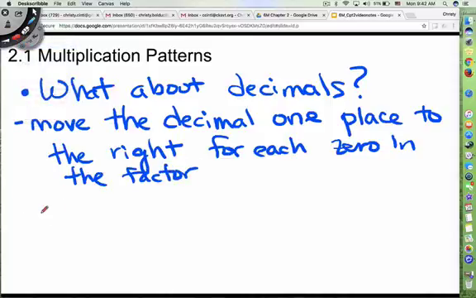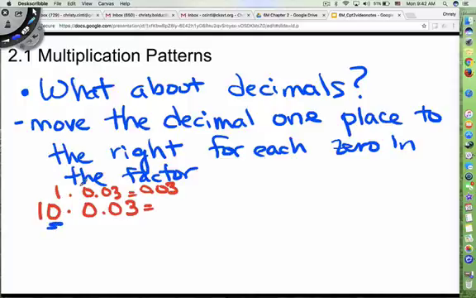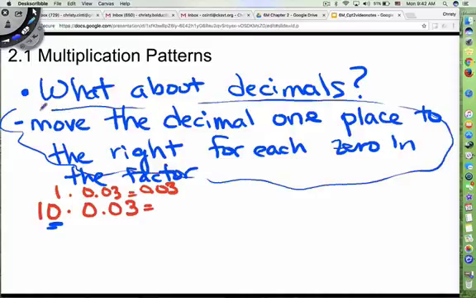So let's say that we have 10 times 0.03. We already know that 1 times 0.03 is 0.03. By having this extra 0 on the 10, we're looking at these notes that we just made. Move the decimal one place to the right for each 0 on the factors. Not these beginning zeros, right? But rather these ending zeros. So here we have 1 0 here, so that means that we're going to move the decimal one place to the right.